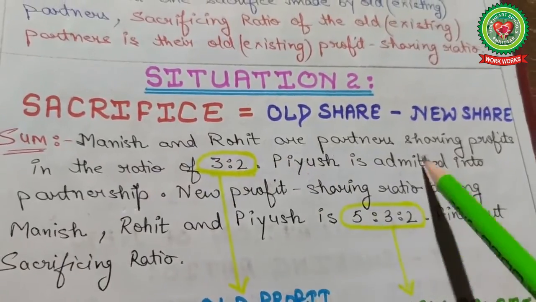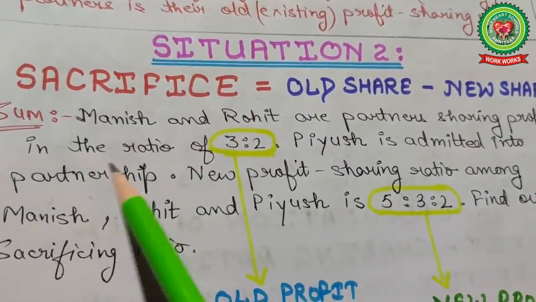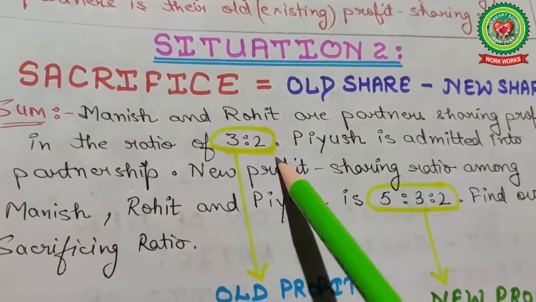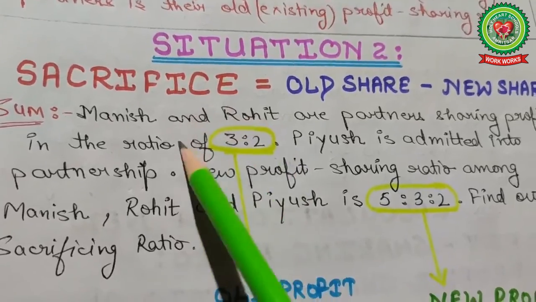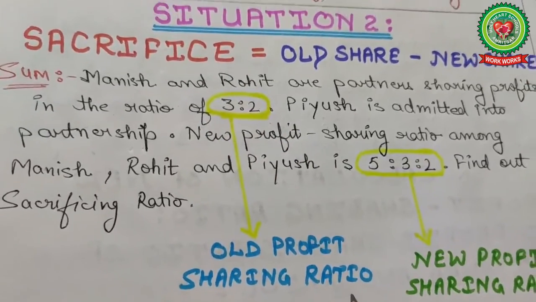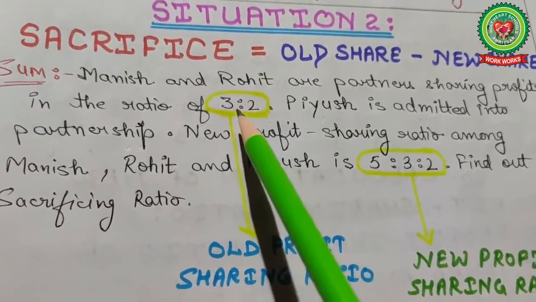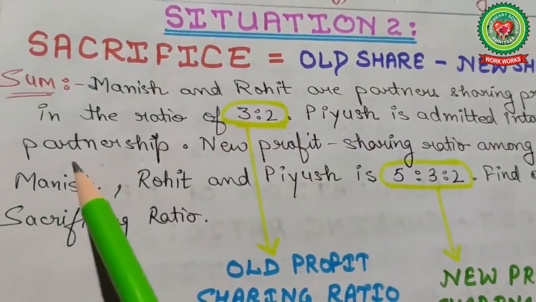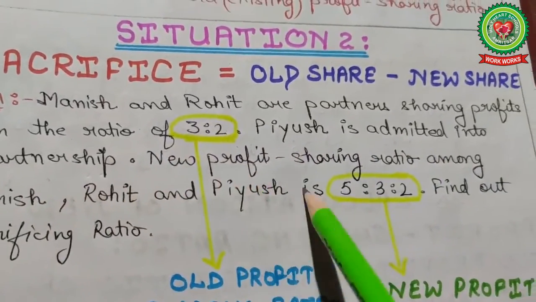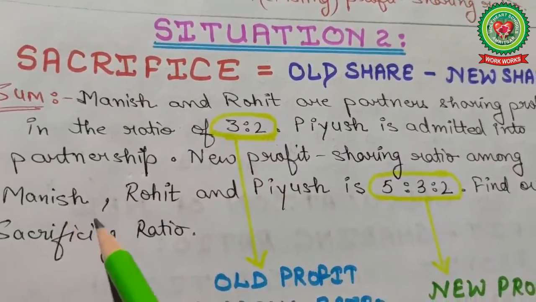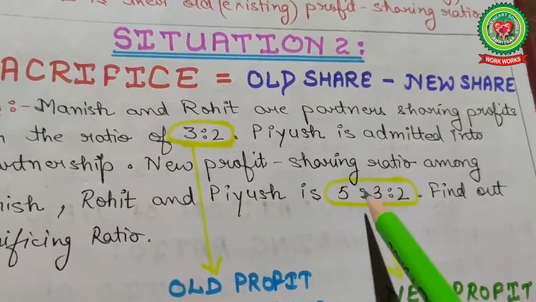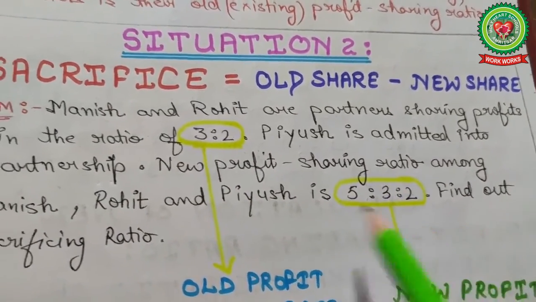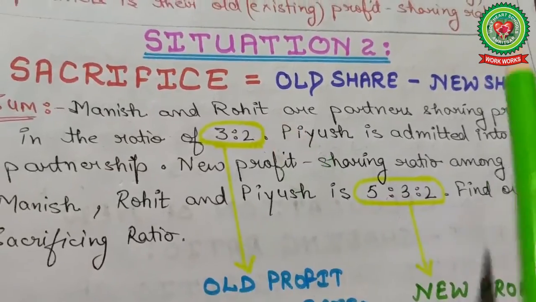Manish and Rohit are partners sharing profits in the ratio of 3:2. Now in this case, Manish and Rohit both are old partners, and the old profit sharing ratio of Manish and Rohit is 3:2. Piyush is admitted into partnership. The new profit sharing ratio among Manish, Rohit and Piyush is now 5:3:2. Find out the sacrificing ratio.